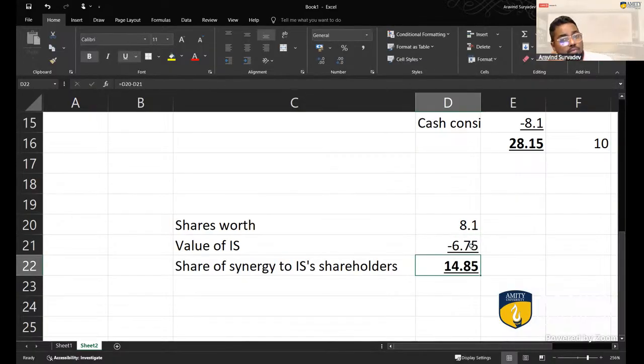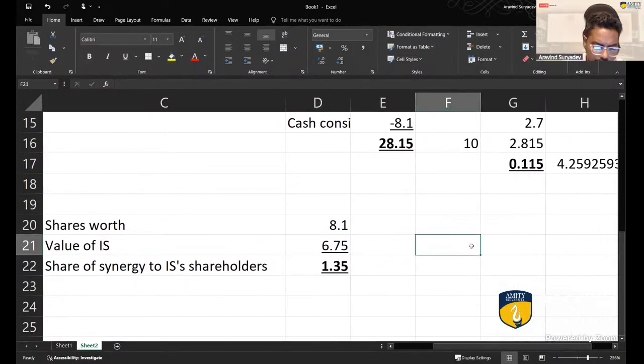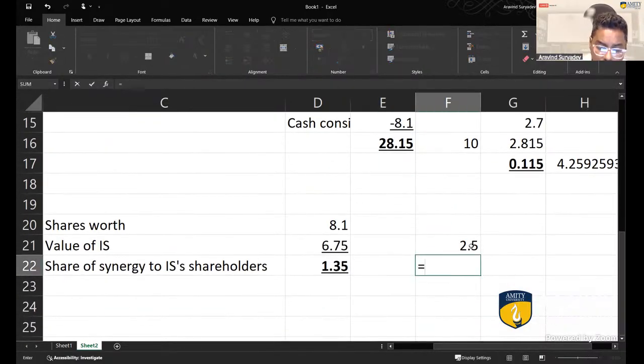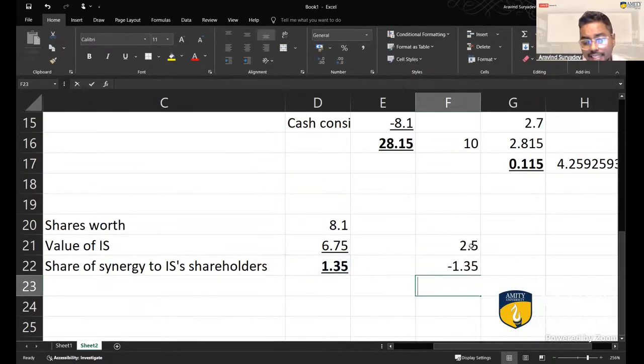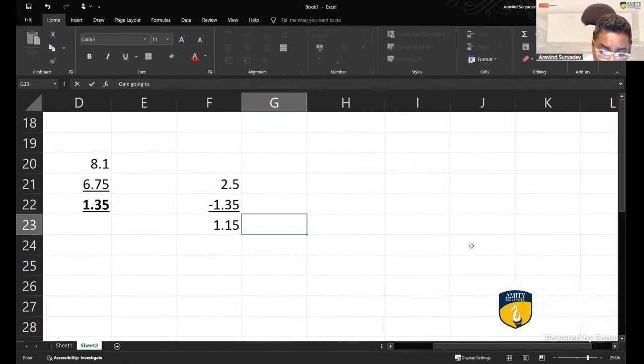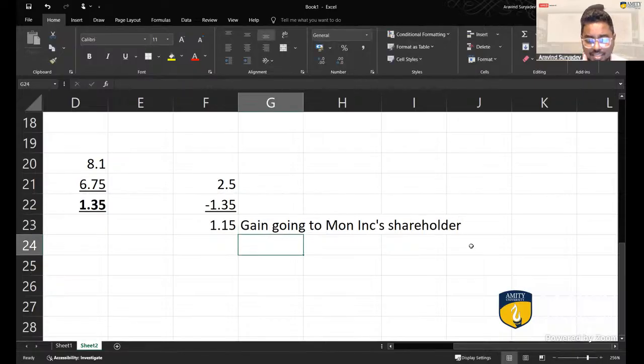And what are they getting in lieu of that? They're getting 8.1 million in shares. The difference is the gain they have. This comes from the gain in synergy. The total synergistic gain is supposed to be 2.5 million, if I'm not wrong. We used that in a calculation earlier. So minus 1.35, this is the gain going to the parent company, Mon Incorporated's shareholders, which we actually calculated earlier.